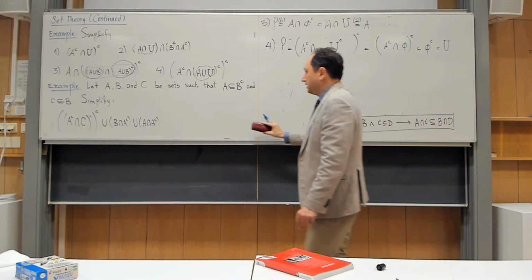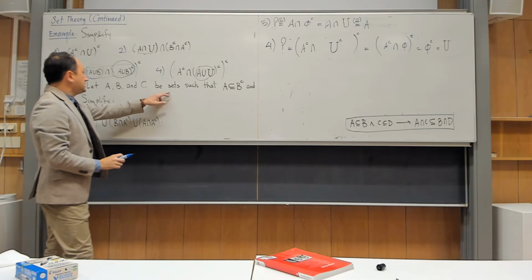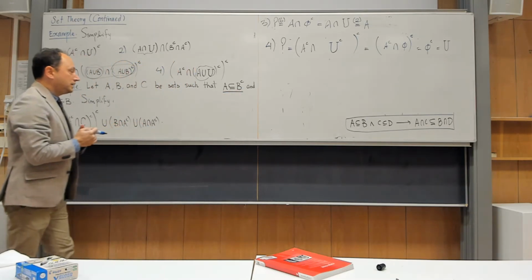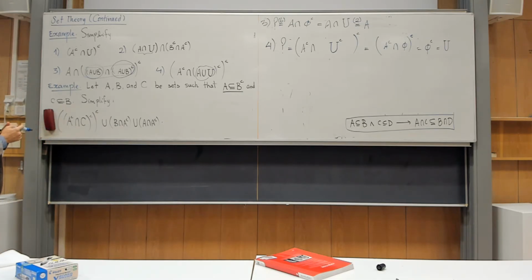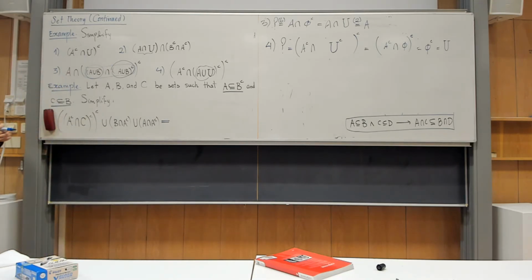Okay, so the next number: A, B, and C are sets. We have these two pieces of information. We know that A is a subset of B complement. We also know that C is a subset of B. We are supposed to simplify this expression. So I think we can write it immediately in front of it. So let us start.